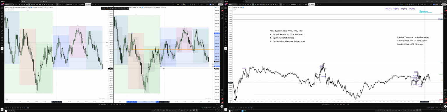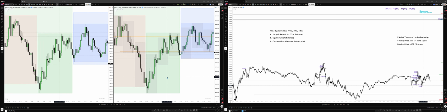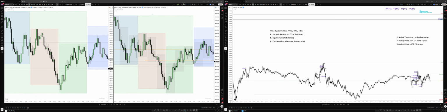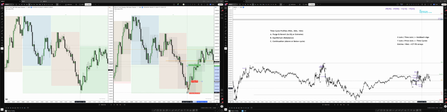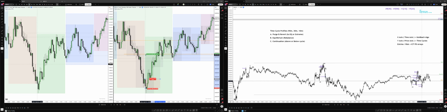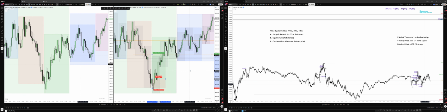Let's go here. So this red cycle, equilibrium's there. We purge and revert back to equilibrium. That can be your whole trade right there. So we open on this cycle, purge the low, and you can take a long. You can take a long on the breaker, back up to the equilibrium. That's a pretty easy money trade.